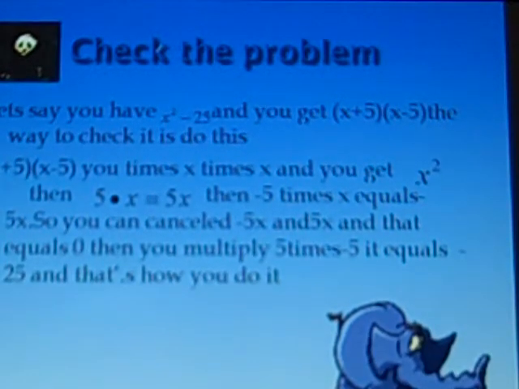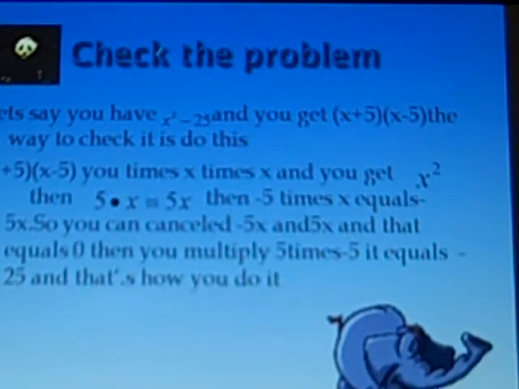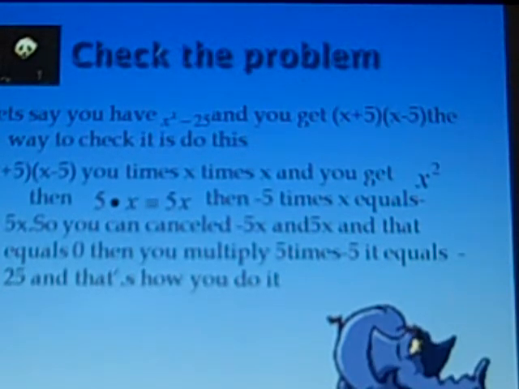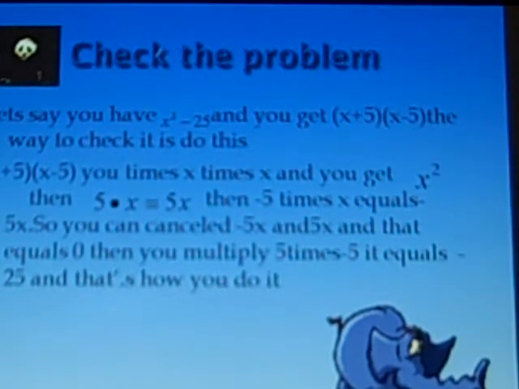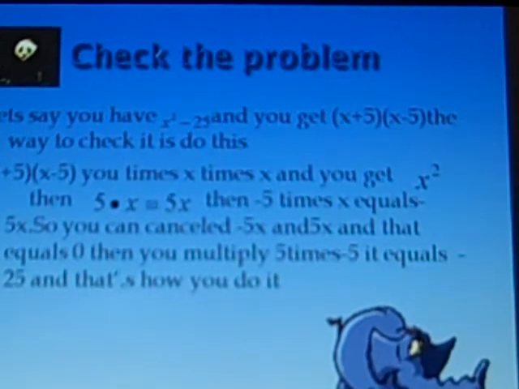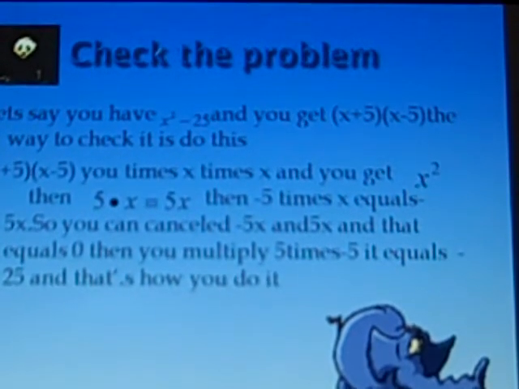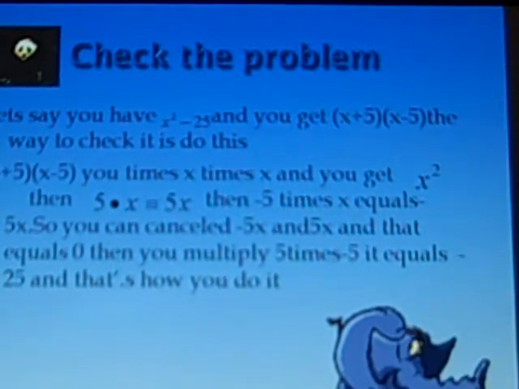Check the problem. Let's say you have x squared minus 25 and you get parentheses x plus 5 parentheses x minus 5. The way to check it is to do this. Parentheses x plus 5 parentheses x minus 5. You times x times x and you get x squared. Then 5 times x equals 5x. Then negative 5 times x equals negative 5x.